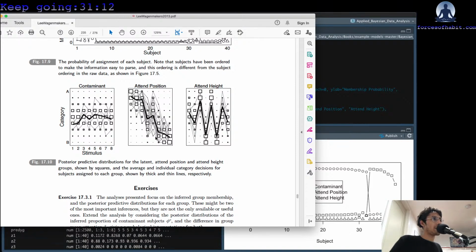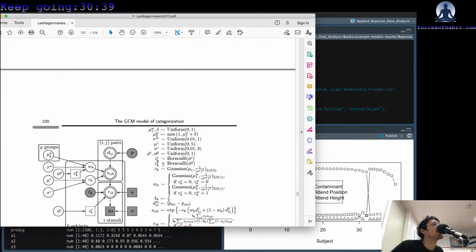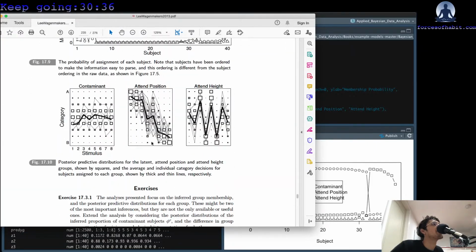However, if we took a look at the next one, the gray lines are individual subjects. Attending to the position, we see a pattern where the first couple stimuli are correctly identified, the last couple stimuli are correctly identified, and then these people tend to mix up 4 or 5, like we saw with, I believe it was subject 3 above. So this is the underlying average stereotypical pattern of categorization.